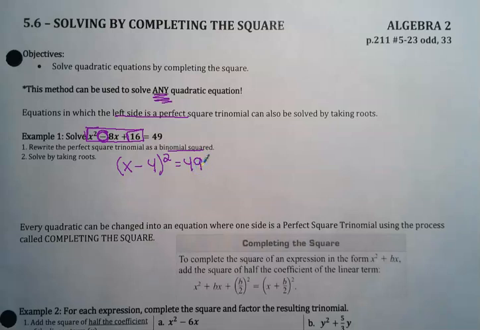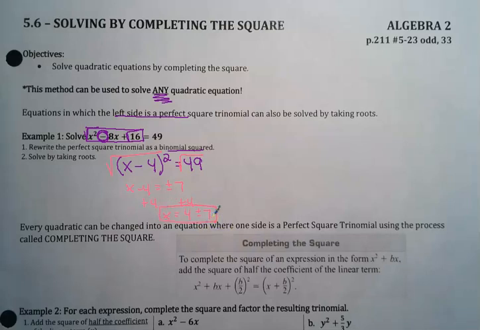So we took the left side, that's a perfect square trinomial, and we rewrote it as a binomial. Then we're going to solve by taking roots. I'm going to take the square root of this side, which gives me x minus 4. The square root of the other side gives me plus or minus 7. Then we need to add 4 to both sides, so x is equal to 4 plus or minus 7.